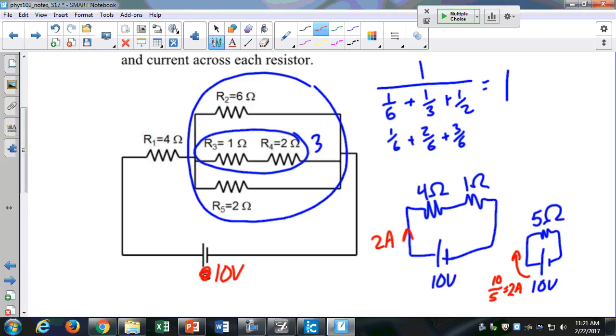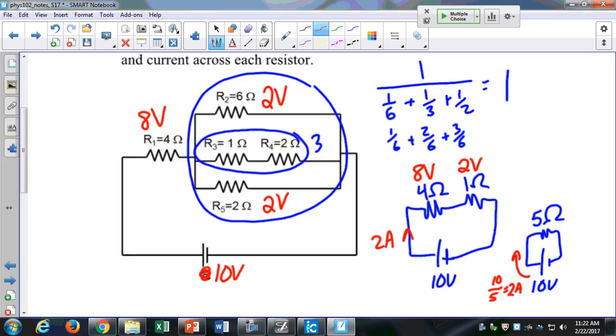V equals IR. So now I want to know the voltage across each resistor. I'll have 8 volts and 2 volts. That's 4 ohms times 2 amps, 1 ohm times 2 amps. Gives me 8 and 2 volts. And notice they add up equal to 10, which is a good thing. So I can come over here. I have 8 volts here. I have 2 volts here. I have 2 volts here.